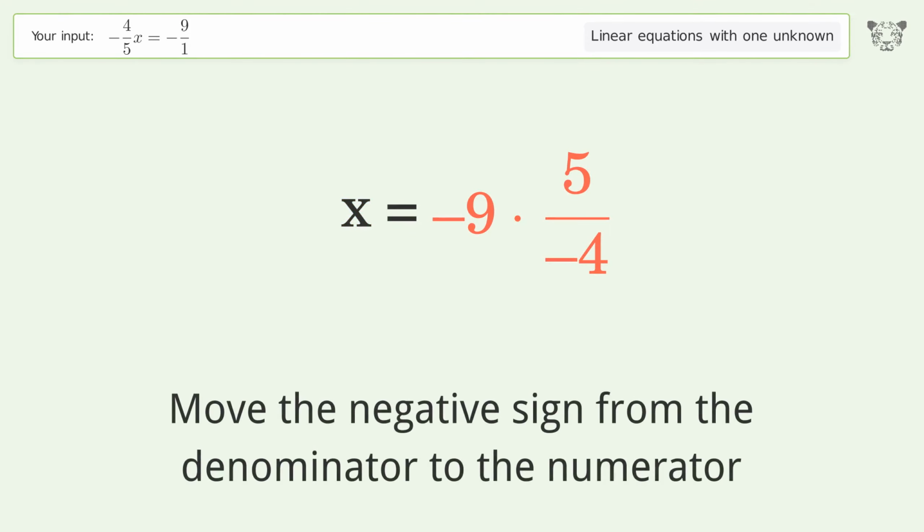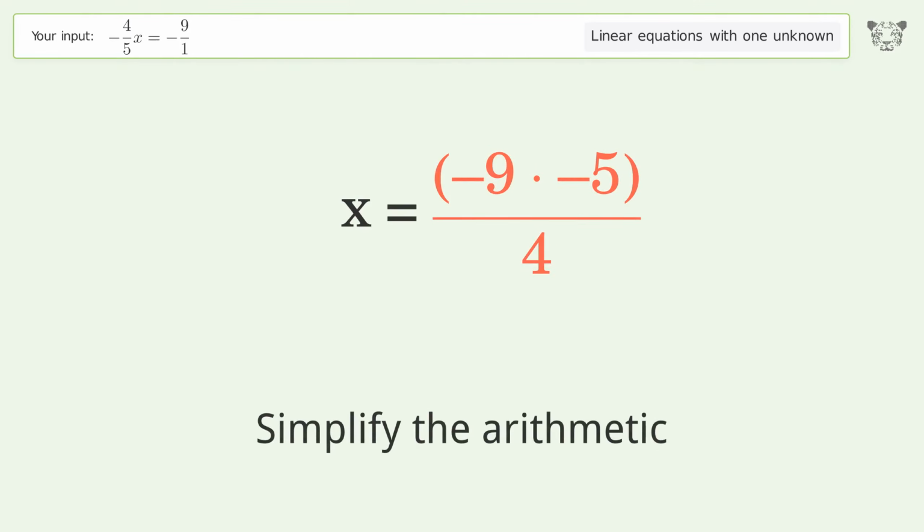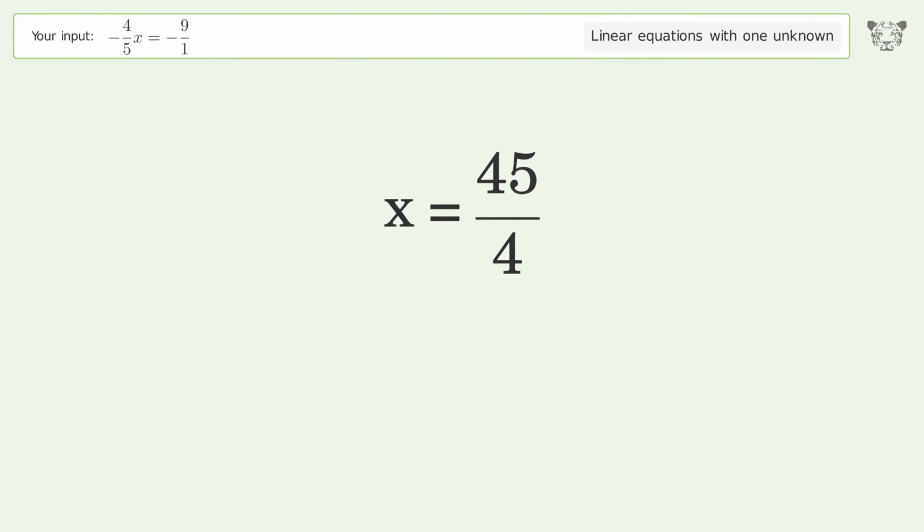Move the negative sign from the denominator to the numerator. Multiply the fractions. Simplify the arithmetic. And so the final result is x equals 45/4.